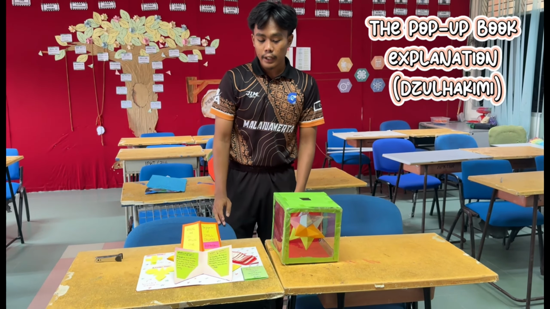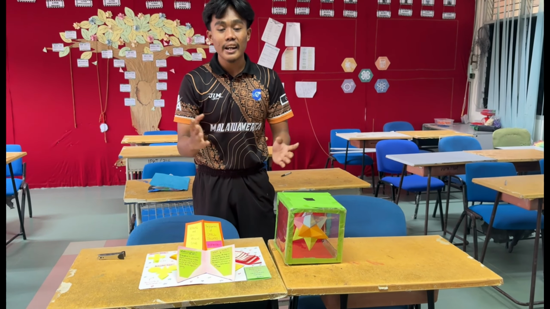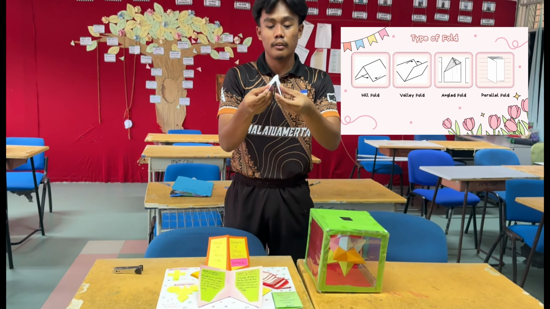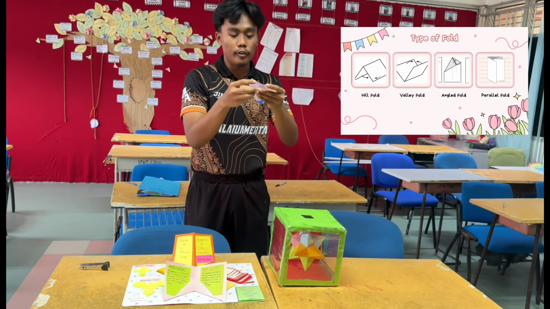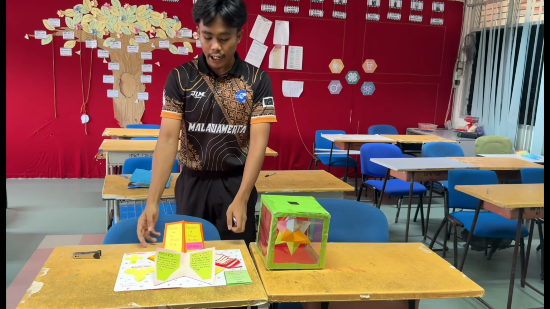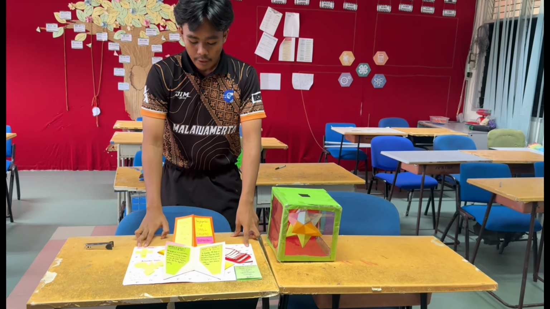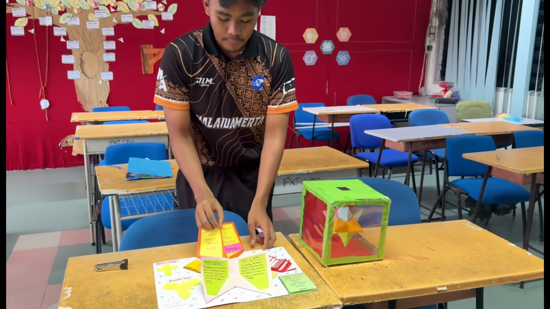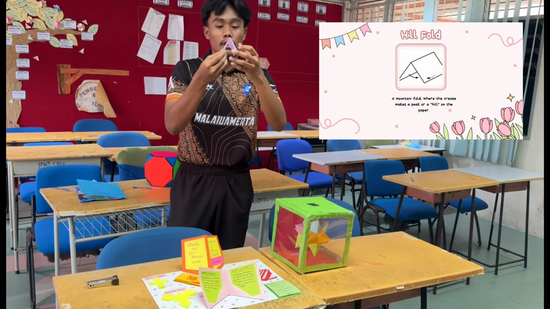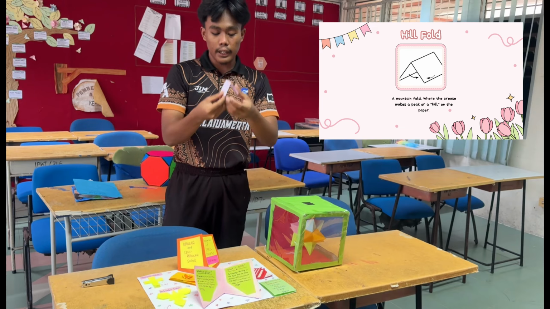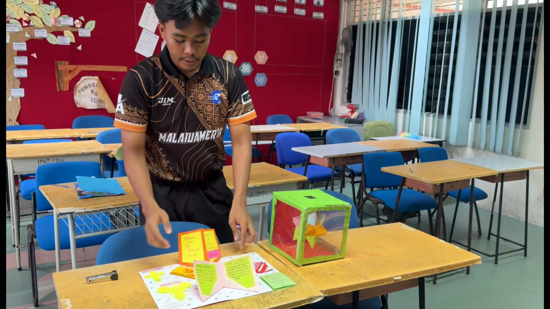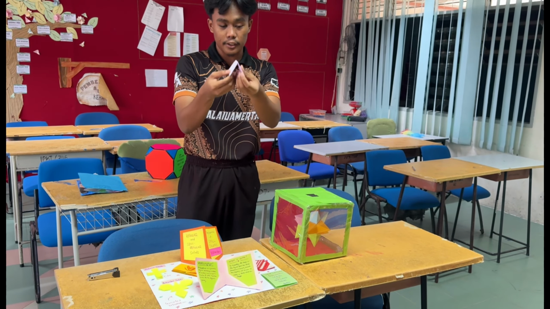Okay, as you can see in my products, I have applied a variety of fold techniques such as heel fold, valley fold, angle fold, and parallel fold. As you can see in my pop-up book here, I have applied this heel fold. Heel fold is a type of fold that makes a backward V shape. If we close and open the book, the heel fold appears like this.